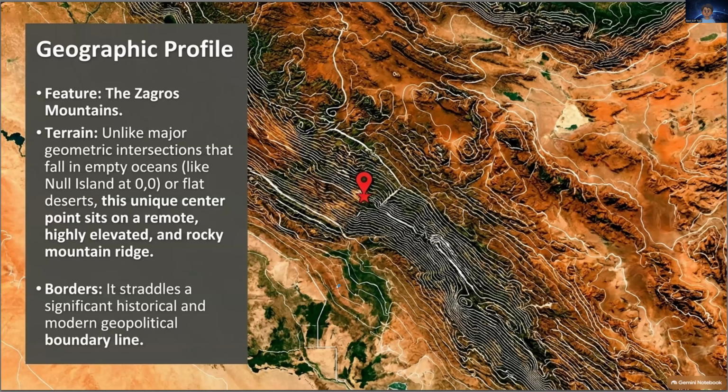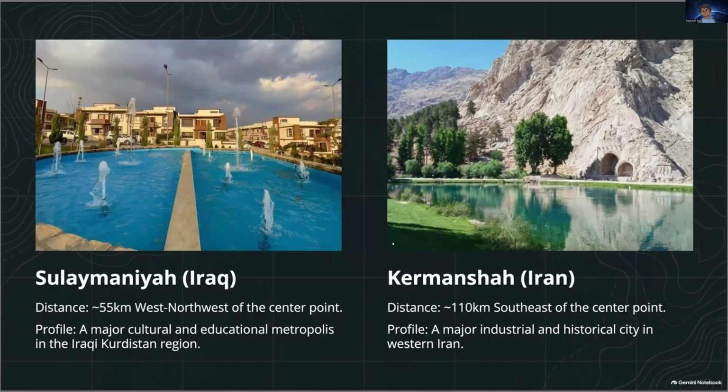Geographic profile: the Zagros Mountains. Unlike a major geometric intersection that falls on an island or a flat desert, this unique center point sits on a remote, highly elevated and lofty mountain ridge. The border is surrounded by significant terrain and is more than a geographic boundary line. Sulaymaniyah in Iraq, Hamadan in Iran. Looks beautiful.